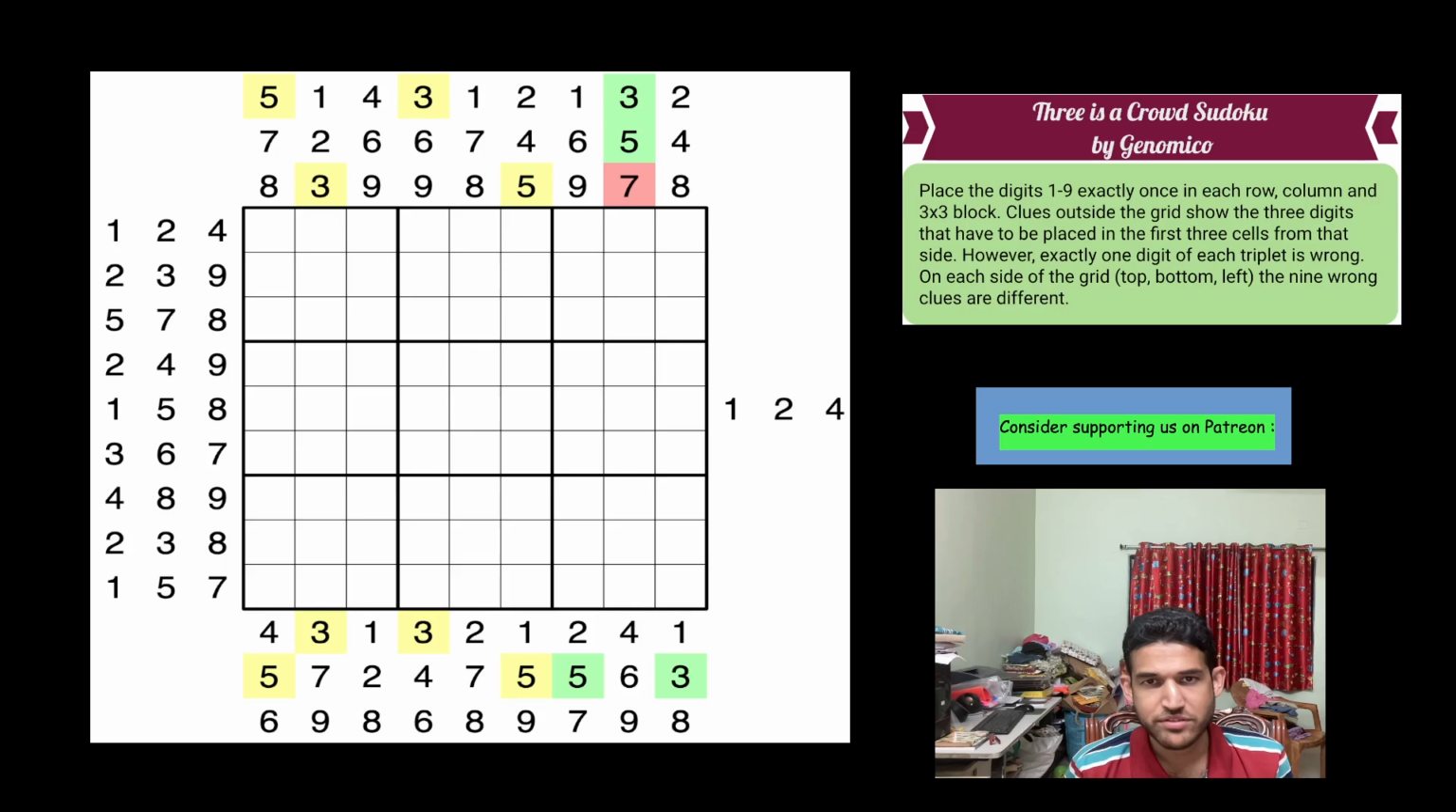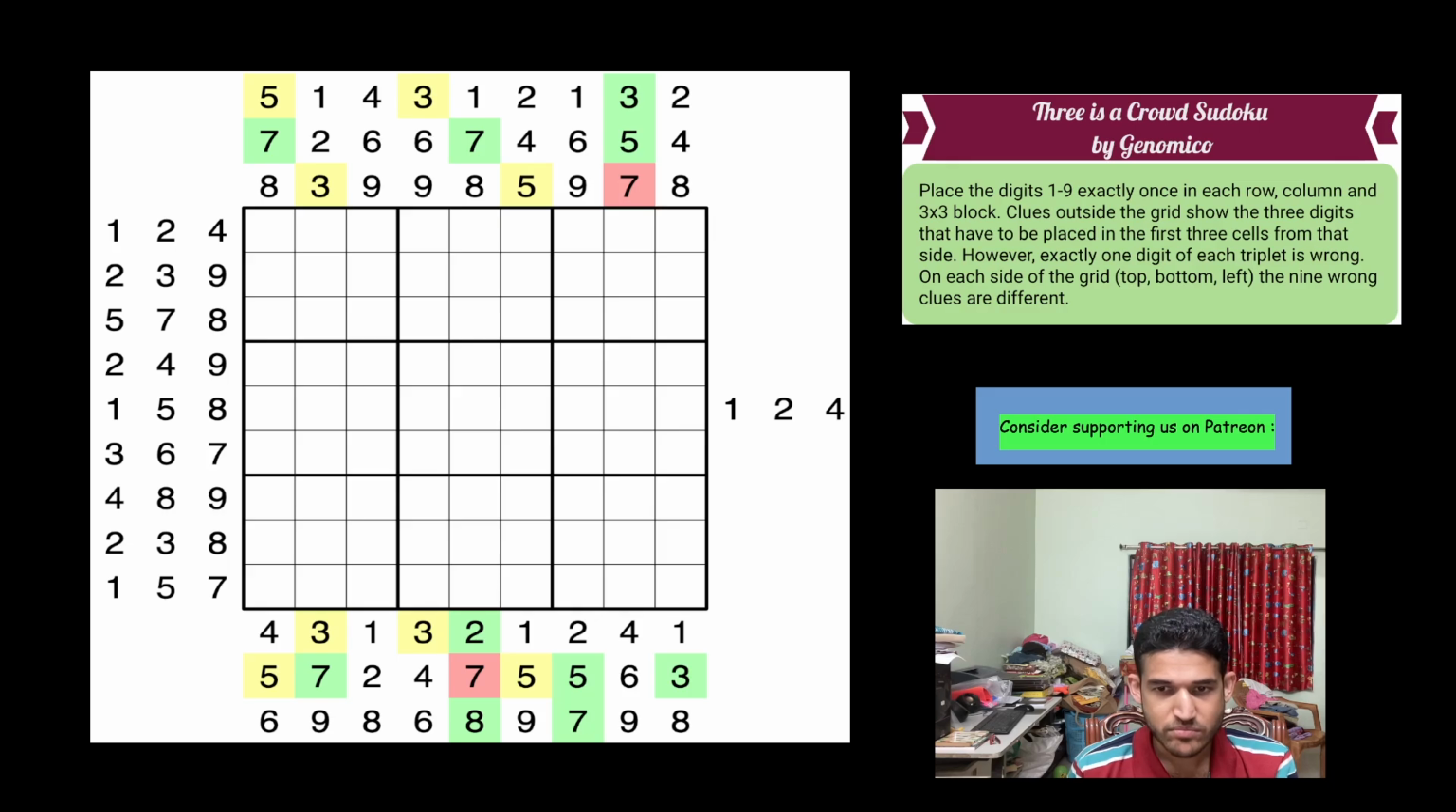And the moment you have 7 as incorrect, the rest of the instances of 7 must be correct because the wrong clues are all different, right? Now look at column 5. This 7 is correct. So which means the bottom part 7 must be incorrect. 7s are staring at each other. And because this 7 is incorrect, the remaining 2 must be correct.